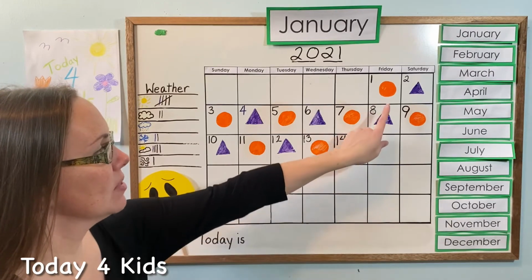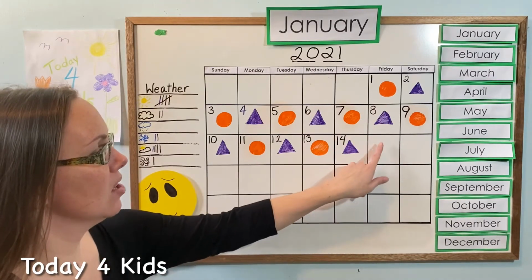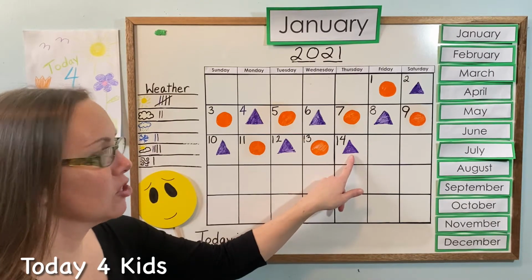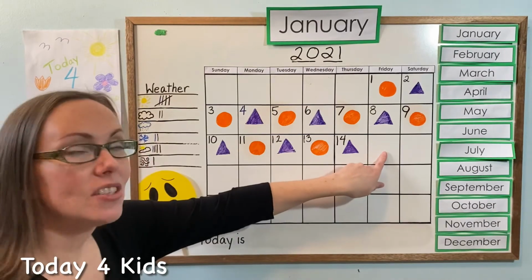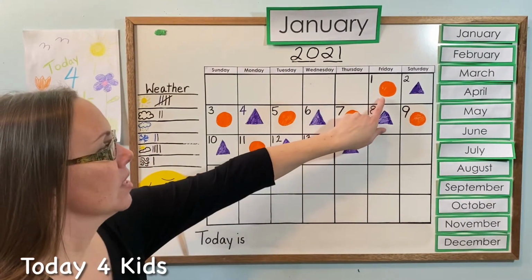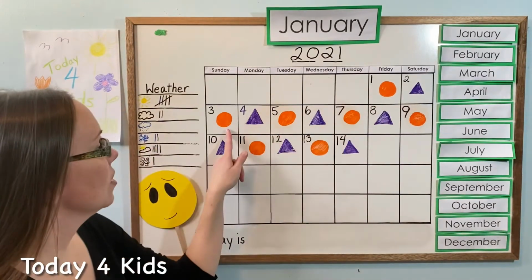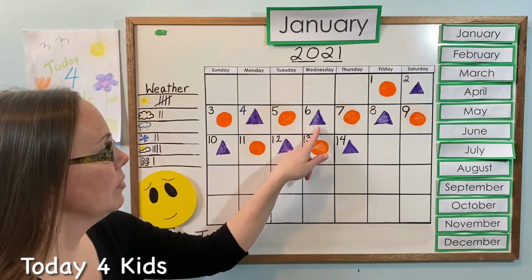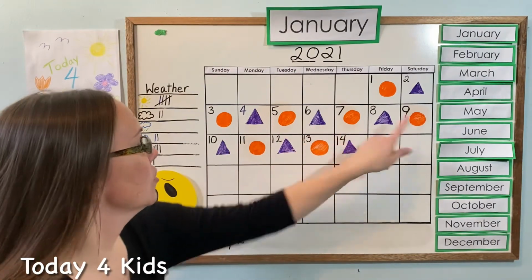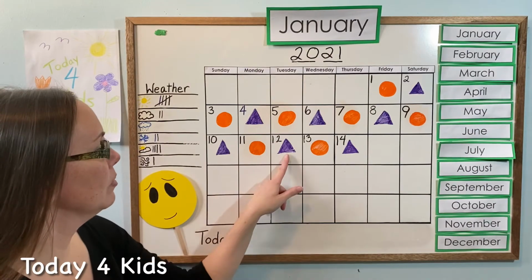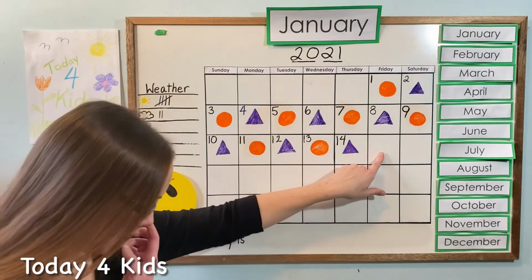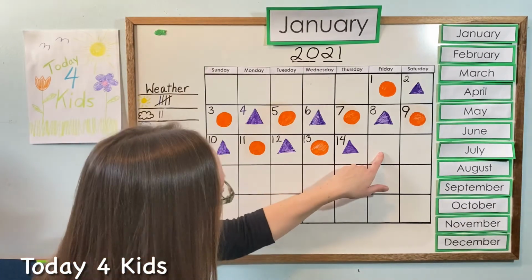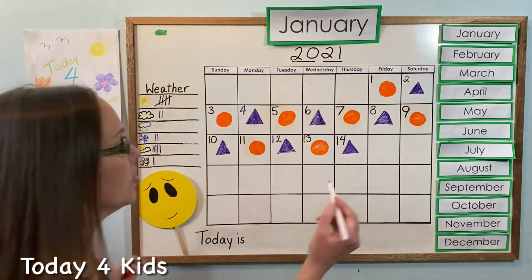Let's go up to the top and see if we can figure out what is going to be on today. Yesterday was purple triangle, so what do you think? Make a guess. What do you think will be here? Now let's go see if we're correct. Orange circle, purple triangle, orange circle, purple triangle, and so on, orange circle. We've got an orange circle today. So let's draw an orange circle here.